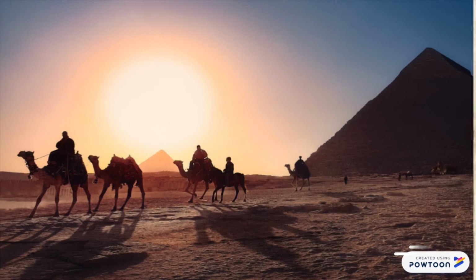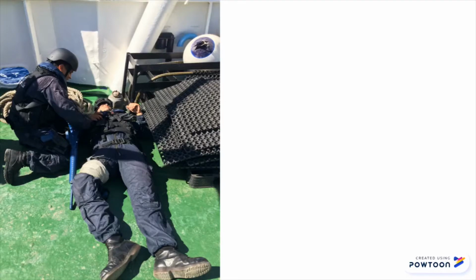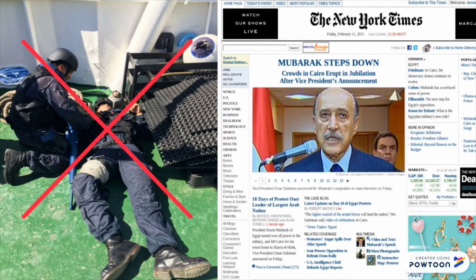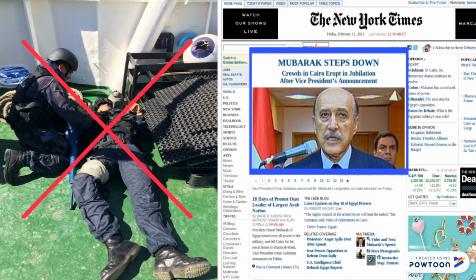Massive protests then broke out in Egypt, only days after Ben Ali left Tunisia. The Egyptian government tried using similar tactics as the Tunisian government, but they failed. The Egyptian army announced that it would refuse to use force against protesters. President Hosni Mubarak left office February 11th after nearly 30 years in power.